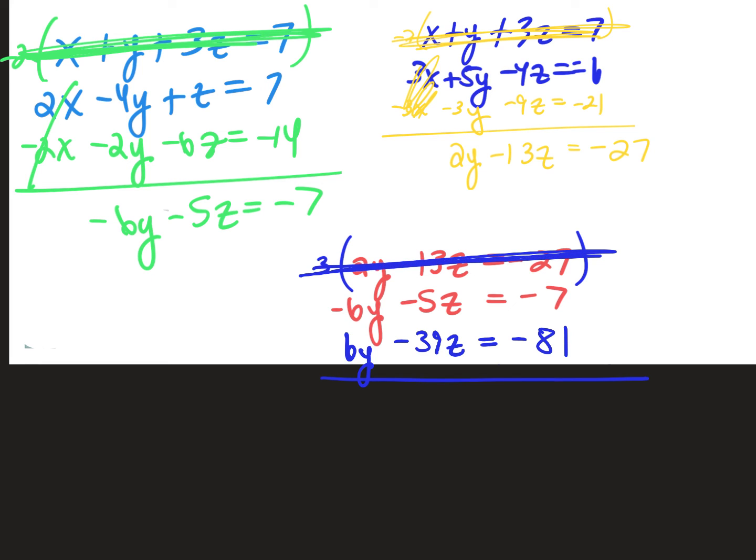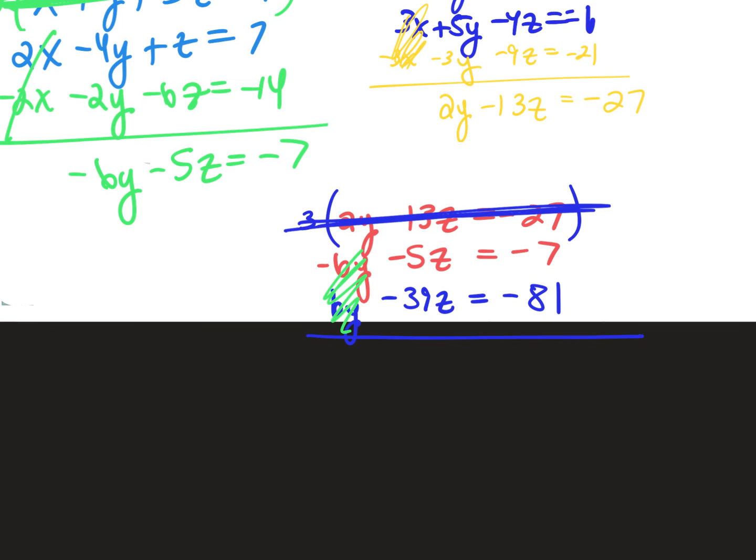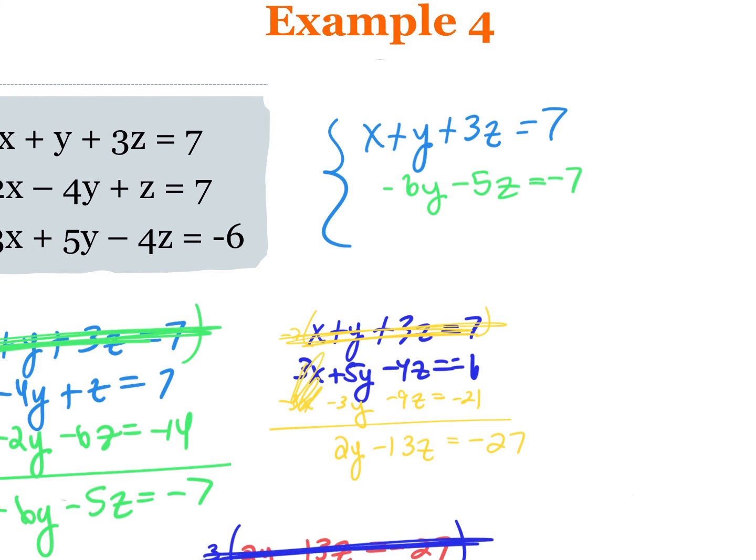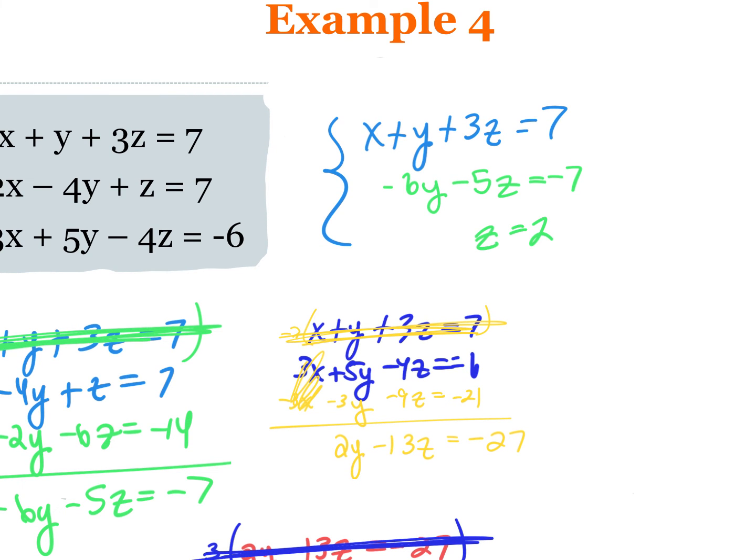All right. Now let's combine. What happens with my y's? They cancel. Okay, what's -5 and a -39? -44z equals, what is -7 and -81? -88. All right, now what happens? Divide both sides by -44. And z equals what? 2. So z equals 2. Question.